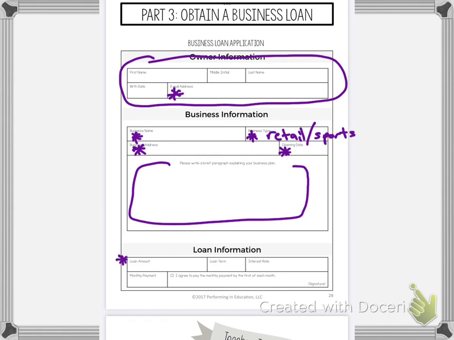Your loan amount, what we saw as 5,000, 10,000, 20,000. The loan term, which means how long, over the course of how many years. The interest rate, that's your percentage. Your monthly payments, that's also listed there. And then here is just an agreement, because this is kind of like a contract. You would check it off and then sign your name.